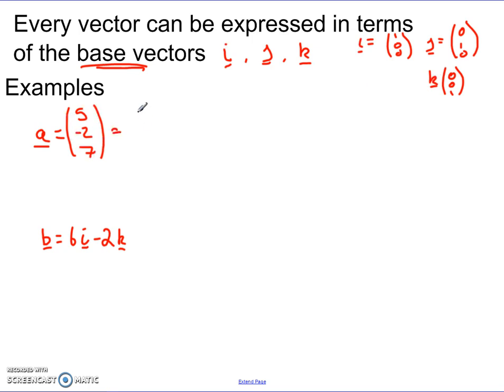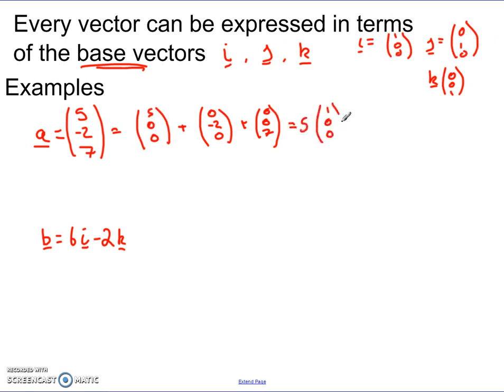Well, what this one here is, I can remember that it's 5, 0, 0, so just my vector in the x direction, plus my vector in the y direction, 0, -2, 0, plus my vector in the z direction, 0, 0, 7. Now, each of these can then be written as a product of these. So 5, 0, 0 is the equivalent of 5 times the 1, 0, 0 vector. It's then -2, because of the -2 here, so if I multiply this whole thing by -2, I get it, times the 0, 1, 0 vector. Then plus 7 times the 0, 0, 1 vector.